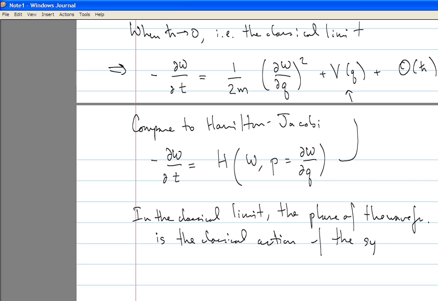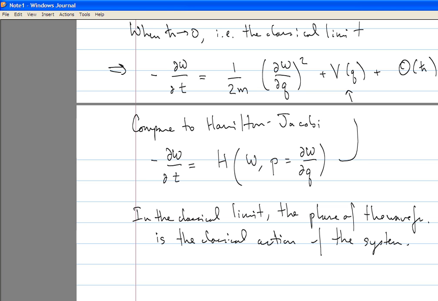In the classical limit, the phase of the wave function is the action. Now, when you were studying your quantum mechanics classes, you had no idea what physically you should think of the wave function as. I mean, you still don't really have an idea of what physically you should think of the wave function as. But in the h bar going to 0 limit, you now know exactly what the wave function is.